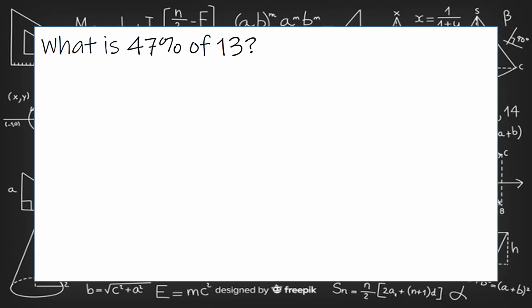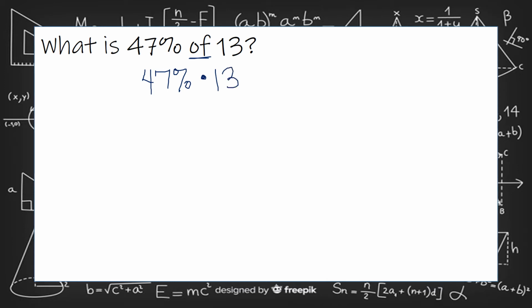What is 47% of 13? The first thing you need to know here is how to rewrite this as an equation. So 47%, I could just write down, and of means times. So I'm going to write it like this.